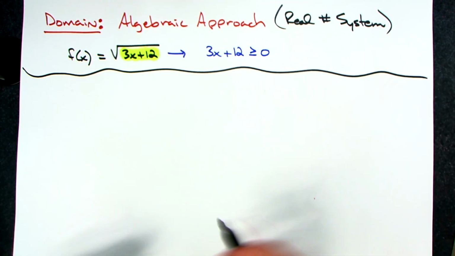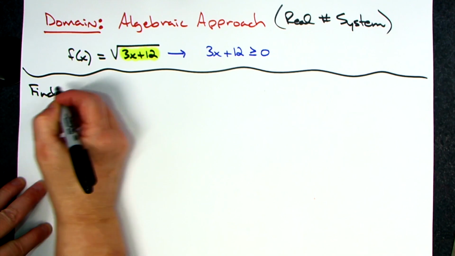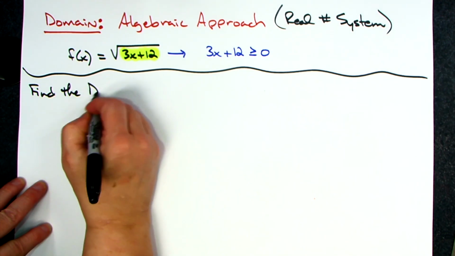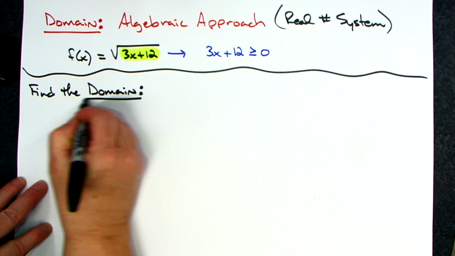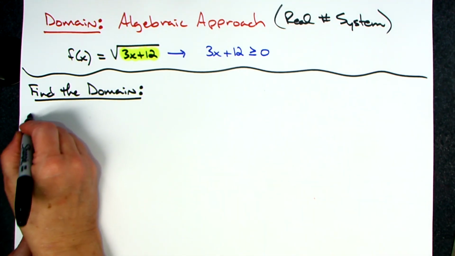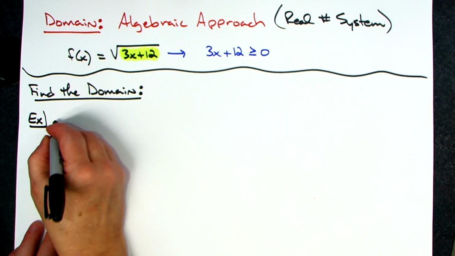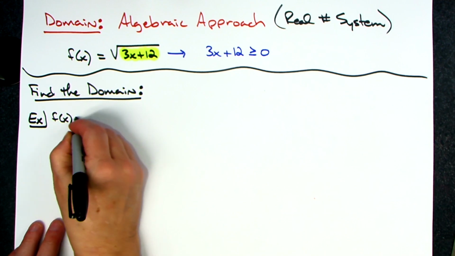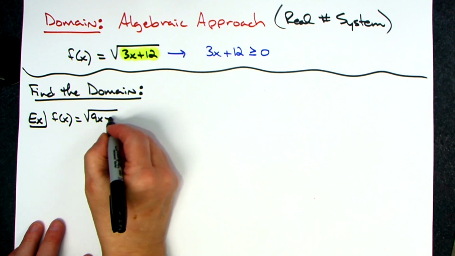So let's do some examples here. Find the domain. They're going to want you to write it in interval notation, because we've been doing that in all of our problems so far this semester. So let's say they give f of x is equal to the square root of 9x minus 27.